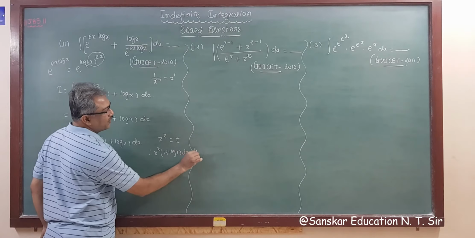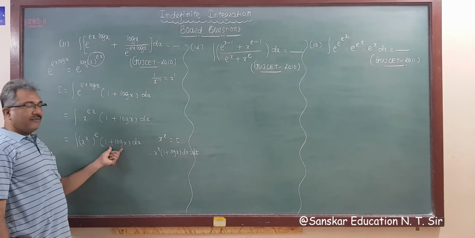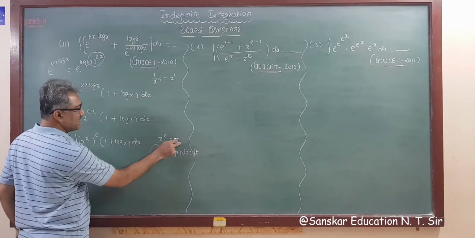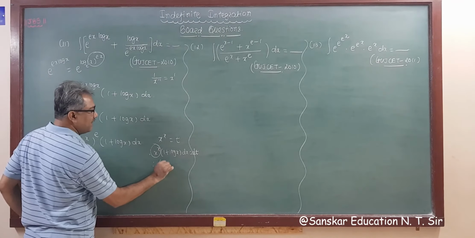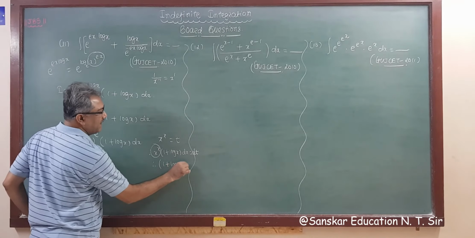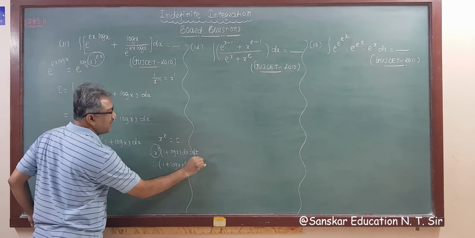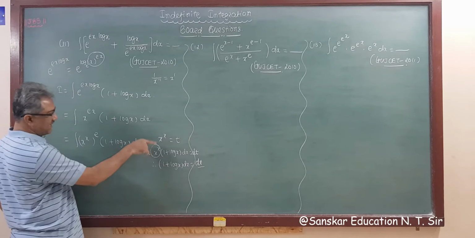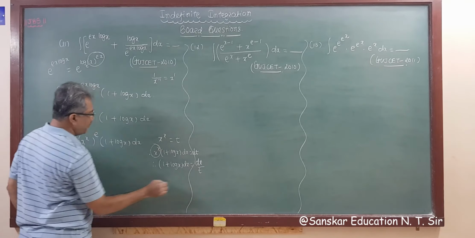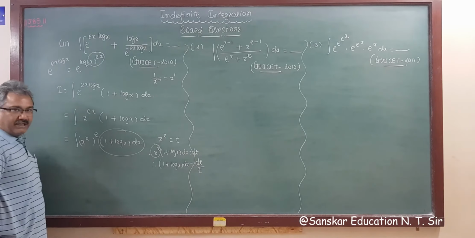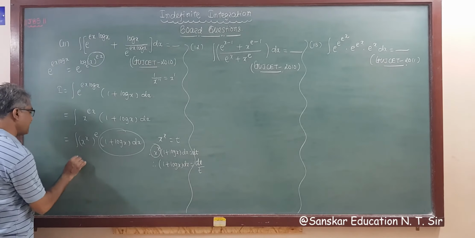dx is equal to dt, but we have only 1 plus log x and x raised to x is t, so what we get? 1 plus log x dx is equal to dt upon x raised to x, and x raised to x is t, so this is dt upon t, right? So this is equal to integration.